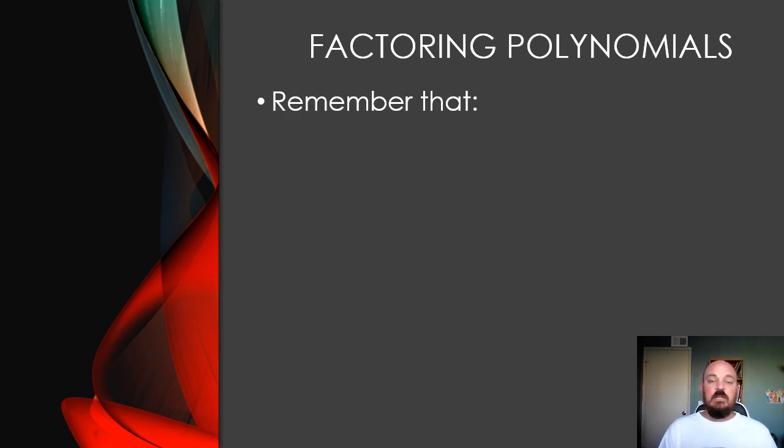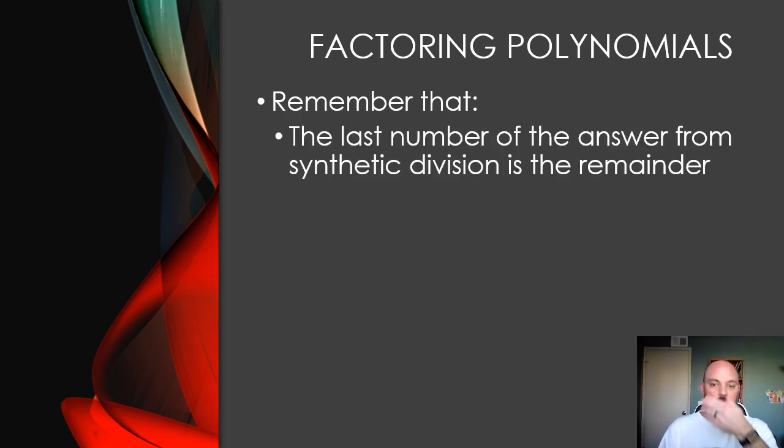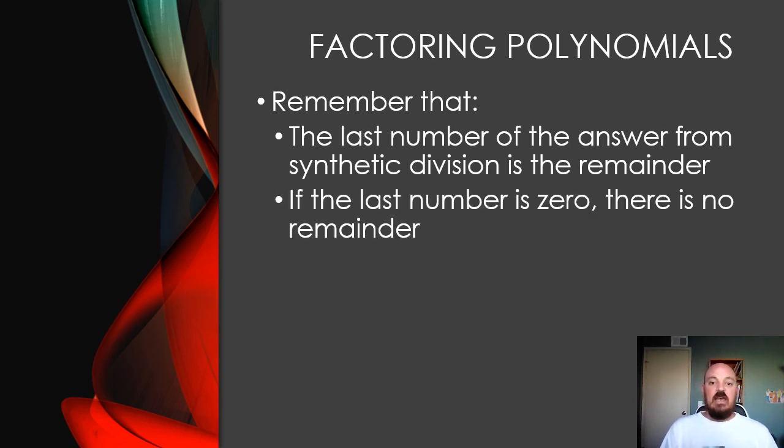So here's a couple things for you guys to remember from synthetic division. Number one, that very last number in your row of answers from synthetic division is the remainder. And what's very important when it comes to factoring is that when that last number is 0, like our answer from before, then there is no remainder. And that's really what you're looking for. When you're factoring using synthetic division, you're dividing and you're checking to make sure you get a 0 at the end. You're making sure there's no remainder.